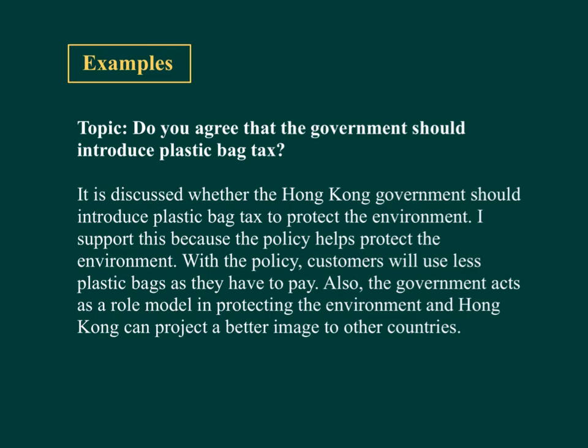Examples. Topic. Do you agree that the government should introduce plastic bag tax? It is discussed whether the Hong Kong government should introduce plastic bag tax to protect the environment. I support this because the policy helps protect the environment. With the policy, customers will use fewer plastic bags as they have to pay. Also, the government acts as a role model in protecting the environment, and Hong Kong can project a better image to other countries.